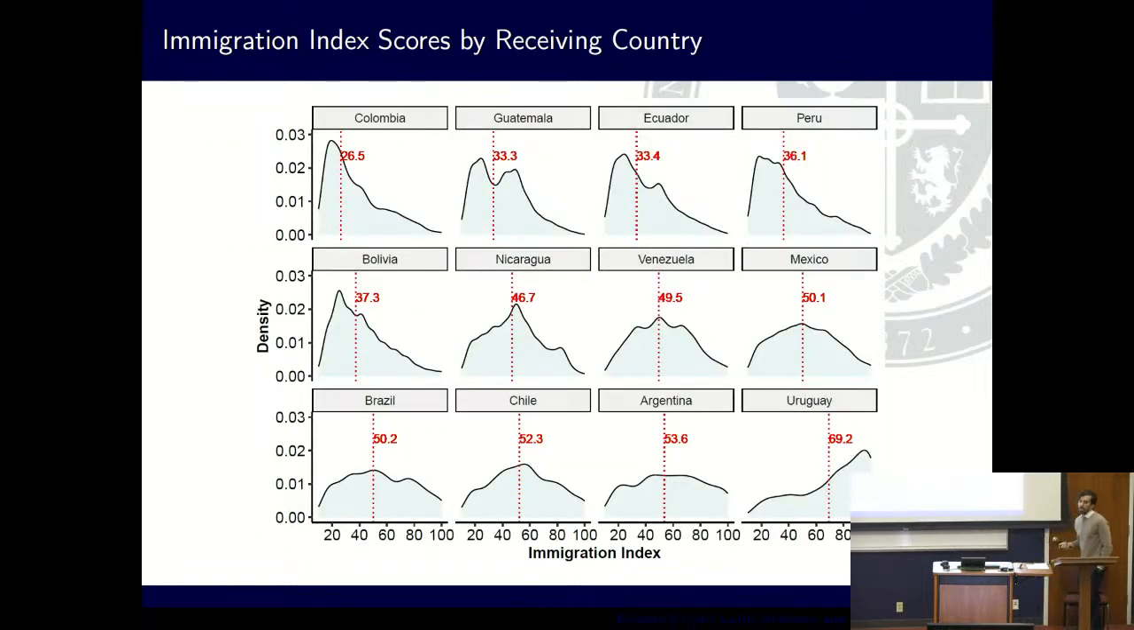This just gives you an idea of how this differs country by country. The country that has the most anti-immigrant sentiment, or the least favorable attitudes towards migrants, is Colombia. I don't think that is a coincidence. This is the country that by far receives the most migration coming from Venezuela. Peru was number 2, also ranks pretty high in terms of anti-immigrant sentiment.